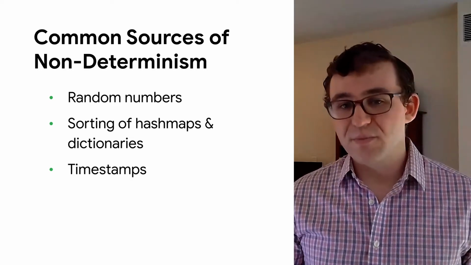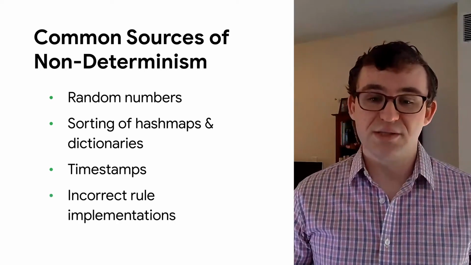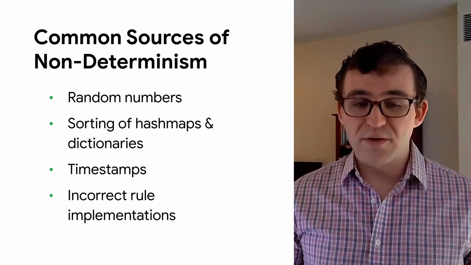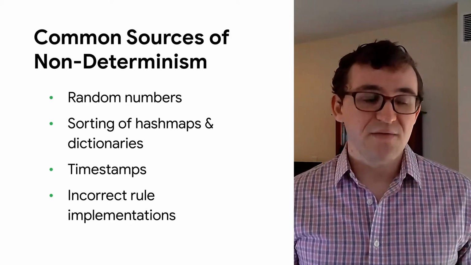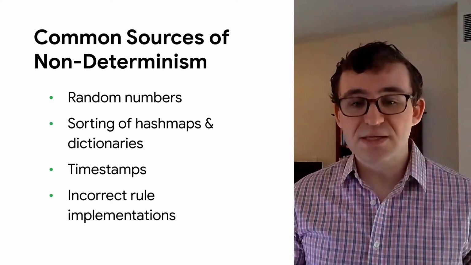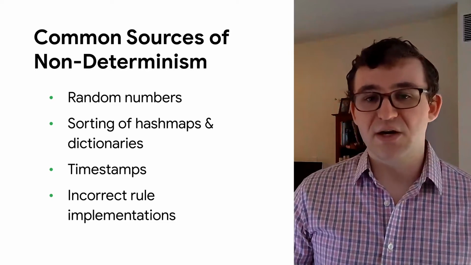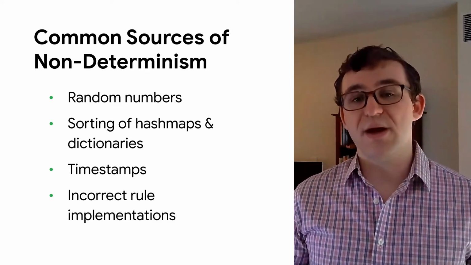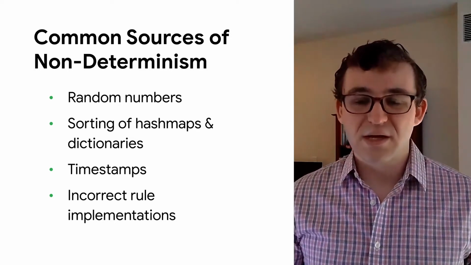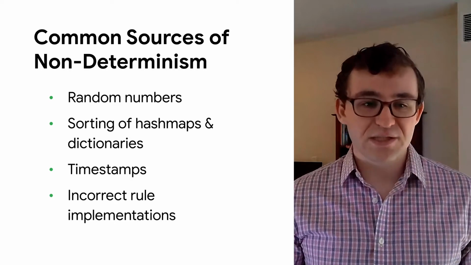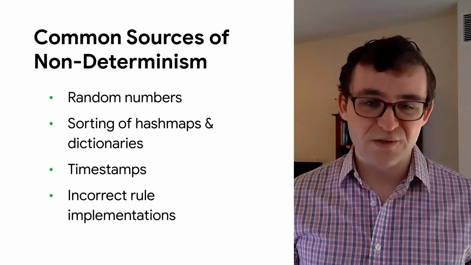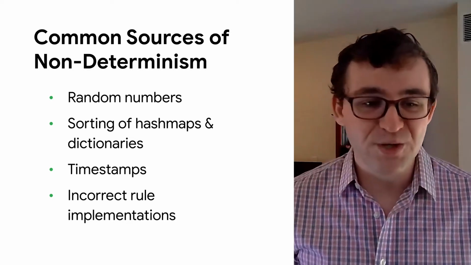And finally, incorrect rule implementations can lead to non-deterministic builds. A really common example of this is if you have sandboxing disabled and one of your actions uses a file that it hasn't declared as an input. Bazel won't know about that, and so it might run actions in different orders, and you may end up with different results. Now, that one's not really Bazel's fault. The fix there is to fix the rule implementation.